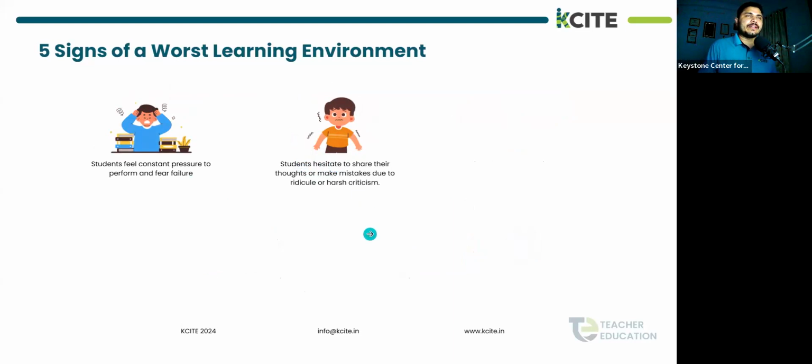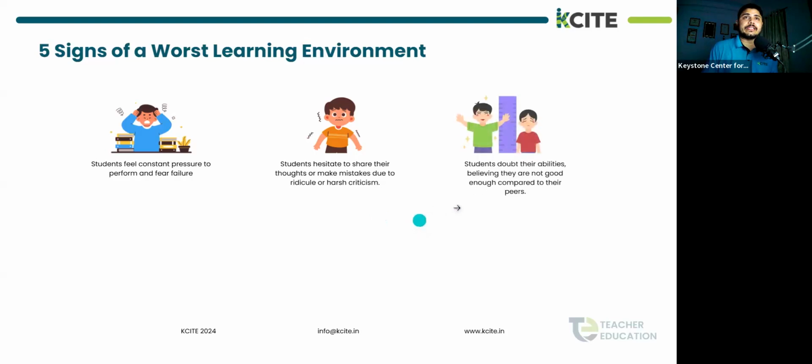Students hesitate to share their thoughts or make mistakes due to ridicule or harsh sarcasm. They are afraid to say something, or they feel, if I say this, my friends are going to make fun of me. Students doubt their abilities, believing they are not good enough compared to their peers. They start doubting themselves because whatever the opportunity or the thing going on in the class, that environment is the worst environment for them.